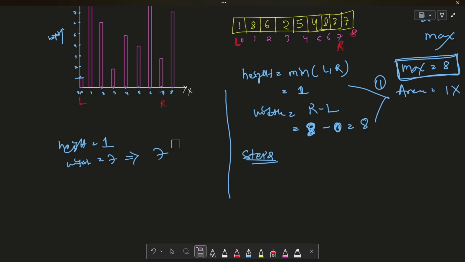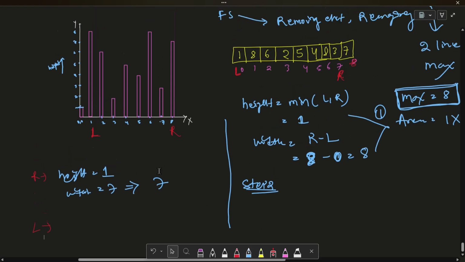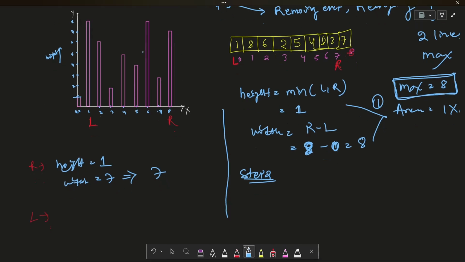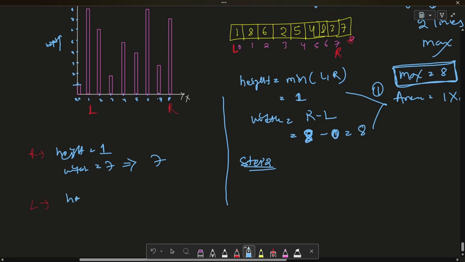Let's try to move the left pointer and we'll see what result it will give. This is when we move the right one. This is when we move the left one. When we move the left pointer, the height is increased. You can see the height is now 8 and the right is 7. So the minimum will be 7. Height will be 7. And the width will be how much? 7. The answer will become 49.